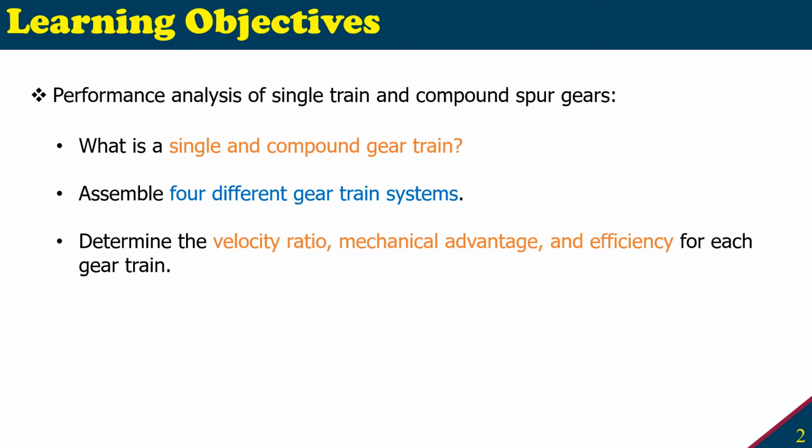and how they're different, and then we'll learn to assemble four different gear train systems, and for all those four train systems we will determine the velocity ratio, mechanical advantage, and efficiency for each gear train, and we'll conclude with the comparison of those, what is the advantage and disadvantage of each arrangement compared to each other.